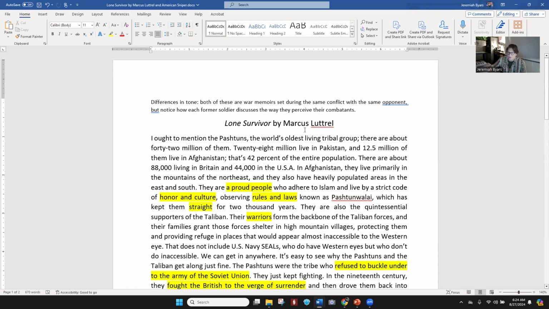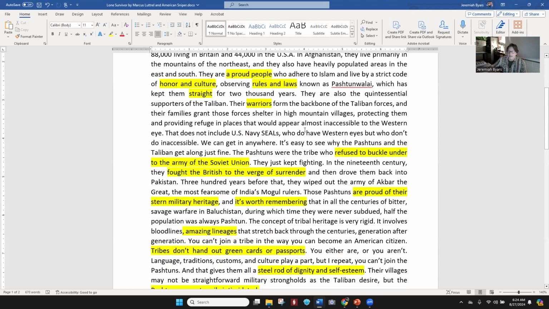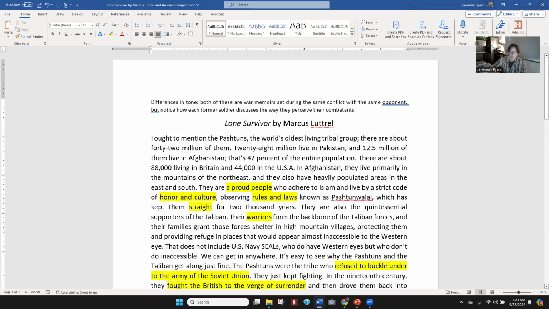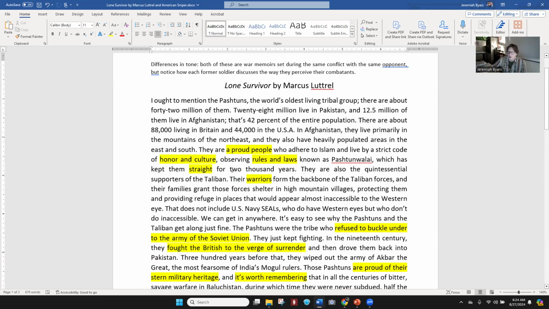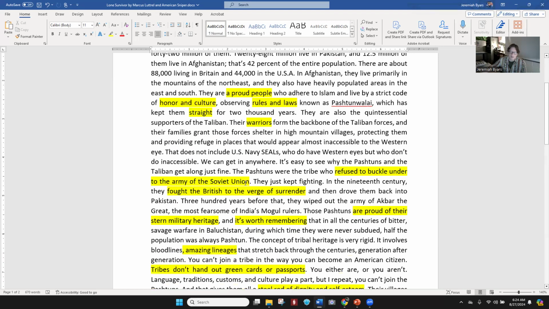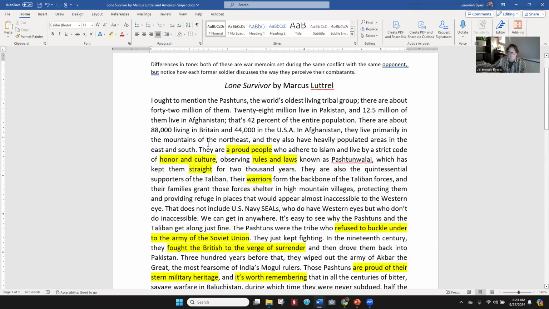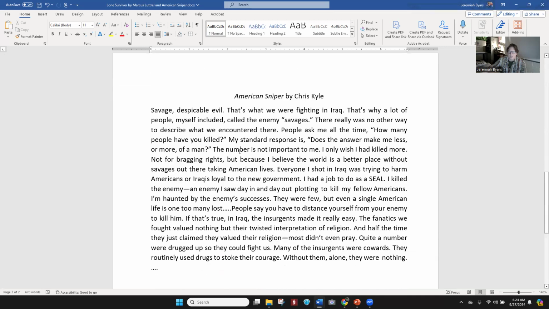And I think that Marcus Luttrell has these, and he's showing respect towards these people of a different culture, a different religion, a different ethnic background, yet he sees how they still hold a lot of the characteristics that at least he sees as honorable in Americans as well. Now all of that is read through the lines. I'm trying to interpret his tone towards these people based upon what he's written and how that reflects upon him. Then we have American Sniper by Chris Kyle.